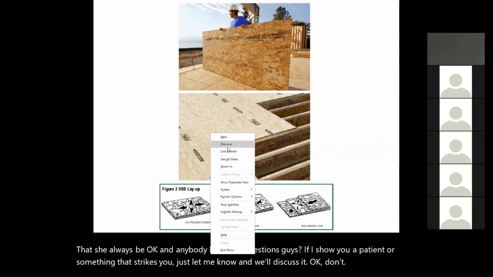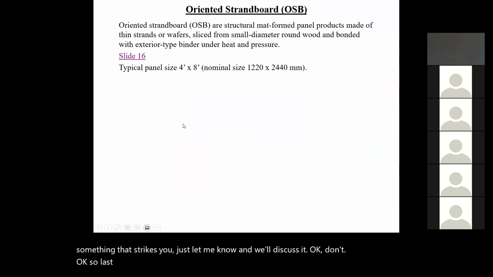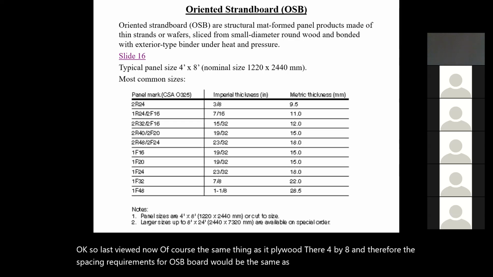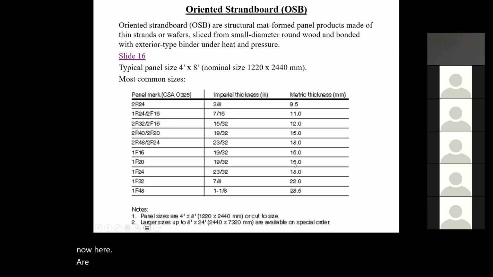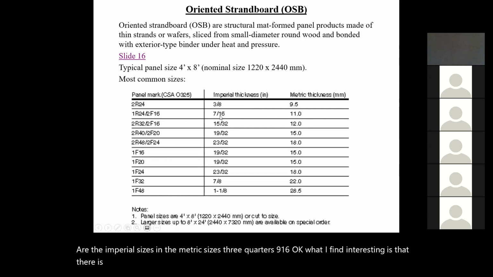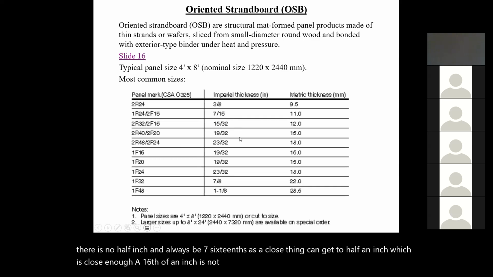Okay, so last viewed. Now, of course, the same thing as plywood. They're 4x8, and therefore the spacing requirements for OSB board would be the same as for plywood. In other words, here are the imperial sizes and the metric sizes: 3/4, 9/16. What I find interesting is that there's no 1/2 inch in OSB. 7/16 is the closest thing you can get to 1/2 inch, which is close enough. 1/16 of an inch is not much, and there's no 3/4 of an inch either. So I find that very interesting.